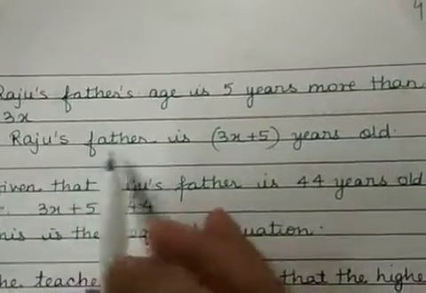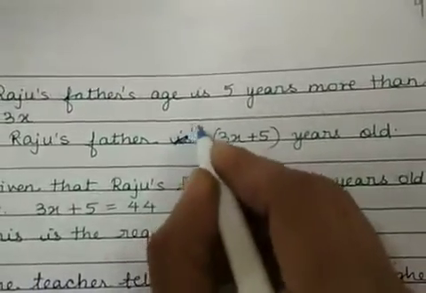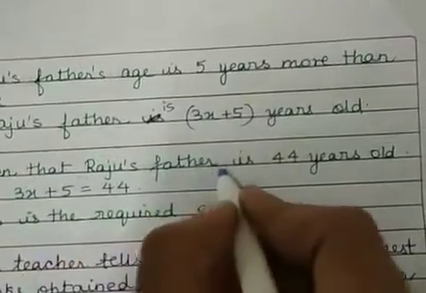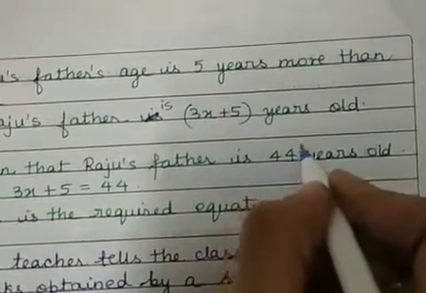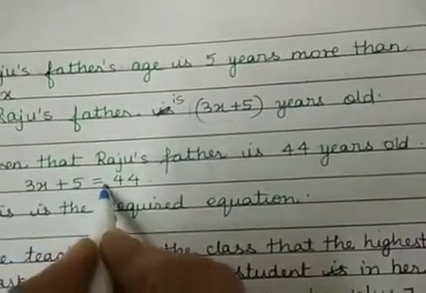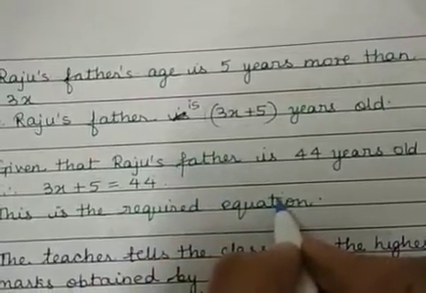Okay. So Raju's father is 3x plus 5 years old. It is given that Raju's father's age is 44 years. Means what? We found his age is this. So 3x plus 5 should be equal to 44. So this is the required equation.